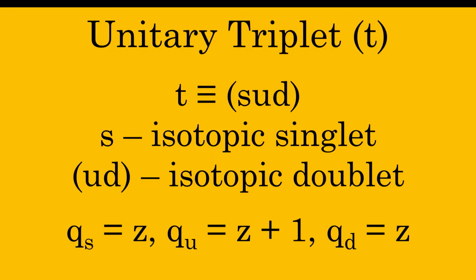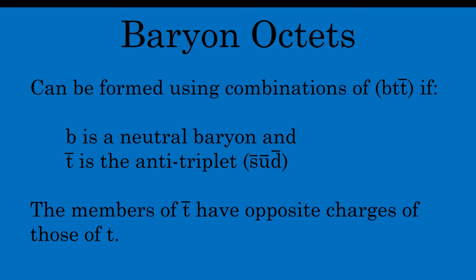Using a unitary triplet T made of a singlet S with a charge of Z and a doublet UD with U having a charge of Z plus 1 and D a charge of Z, he found he could produce baryon octets using combinations of B, T, and T bar, where B is a neutral baryon singlet, and T bar, the anti-triplet, which has particles with the same masses but opposite charges of the triplet T.